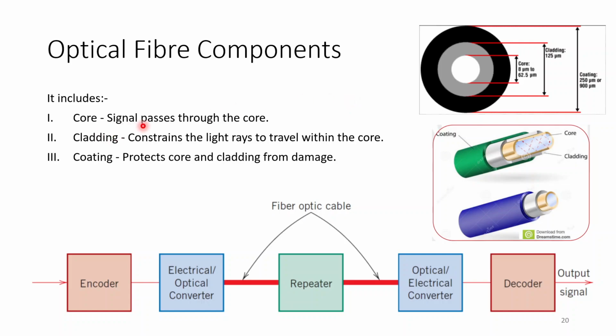The core is used to pass the signal, then the cladding will be constraining the signal inside by total internal reflection, then the coating will be protecting the core and cladding from damage. So first you have the encoder, which will convert your electrical to the optical signal, then you have the optical fiber cable, and in between you have repeaters, then you have again an optical to electrical signal converter, then this signal will be decoded.